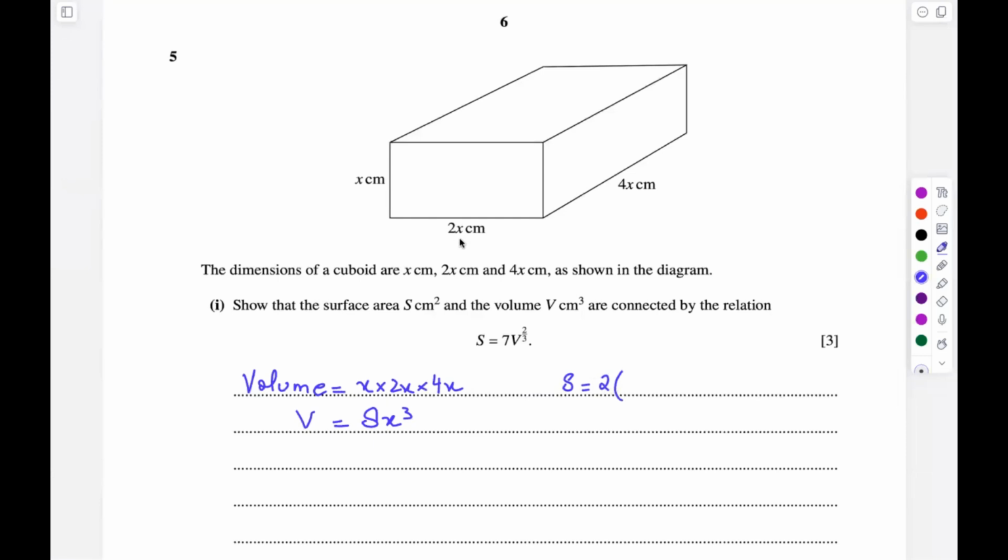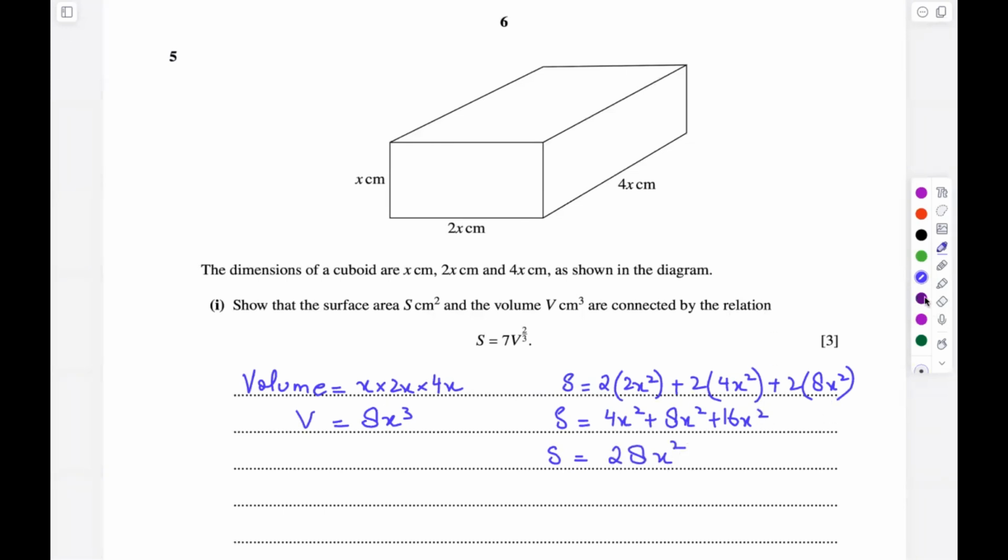And the surface area will be equal to 2 times the base multiplied by height. So that will become 2x squared plus 2 times the width multiplied by height. So that will become 2 times 4x squared, and then 2 times the base multiplied by the width. So that will become 2x into 4x, which is 8x squared. So the surface area will be equal to 4x squared plus 8x squared plus 16x squared. Adding these three, we'll get the surface area as 16 plus 8, 24 plus 4, which is 28x squared.